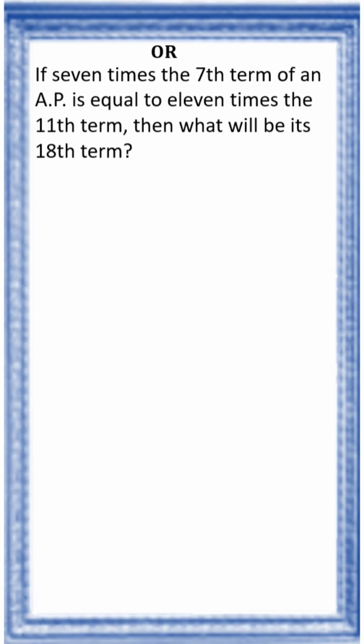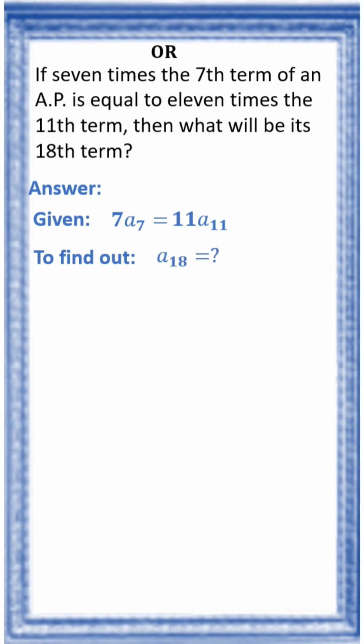That is an internal choice question. If 7 times the 7th term of an AP is equal to 11 times the 11th term, then what will be the 18th term? Easy question, textbook question. What has been given? 7 times the 7th term means 7a7, that is equal to 11 times the 11th term. To find the 18th term, an is equal to a plus n minus 1 into d.